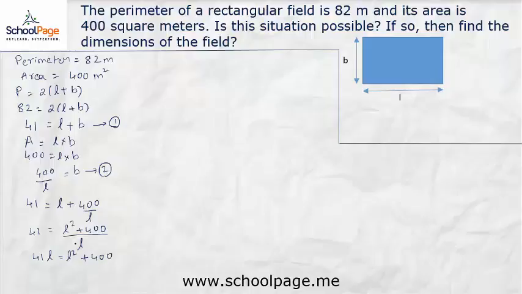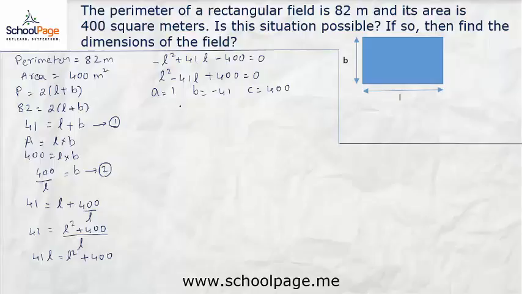We can see that this equation is not in the standard form of the quadratic equation. Let us rearrange the terms. We have minus L square plus 41L minus 400 equal to 0. Dividing this equation throughout by minus 1, we get L square minus 41L plus 400 equal to 0. When we compare this with the standard form of the quadratic equation ax square plus bx plus c equal to 0, we have our a as equal to 1, b as equal to minus 41 and c as equal to 400. If the equation has real roots, only then can we find the dimensions of the field.